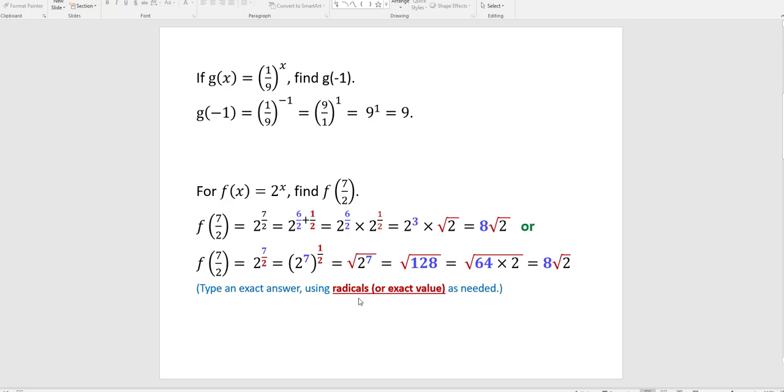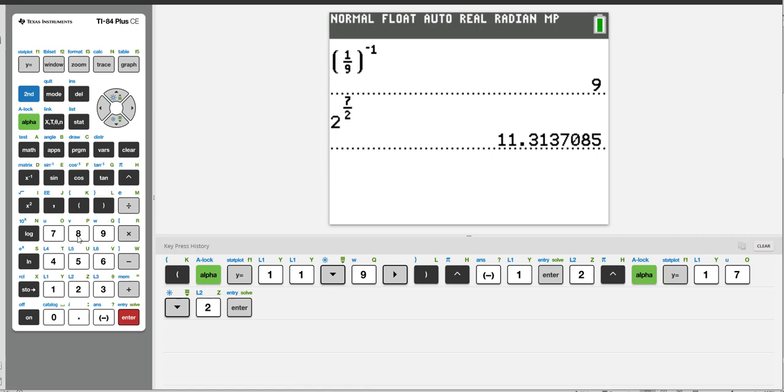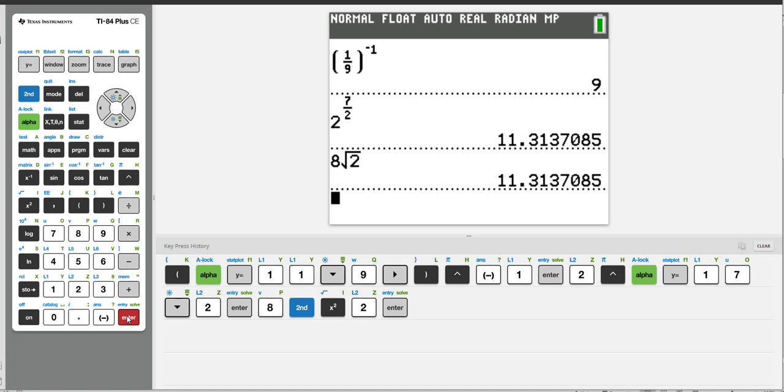Now let's type in the exact answer provided here, 8 square root of 2, into the TI-84 calculator. Type in 8 and press second and the square root key. Type in 2. Press enter. Notice the answer is an exact match for our original attempt. This tells you that your steps are correct and verifies that you have the right answer. This is a great way to verify that you have the correct answer on a test before you submit the test.